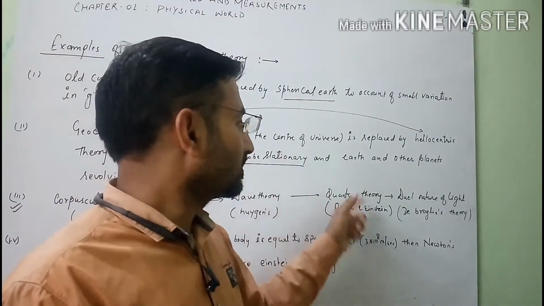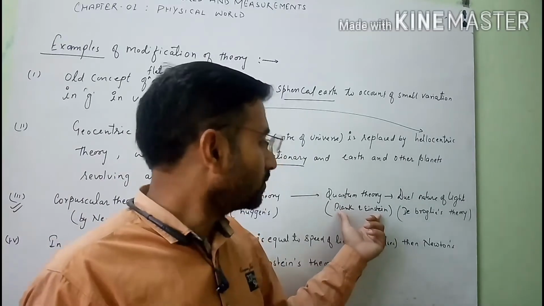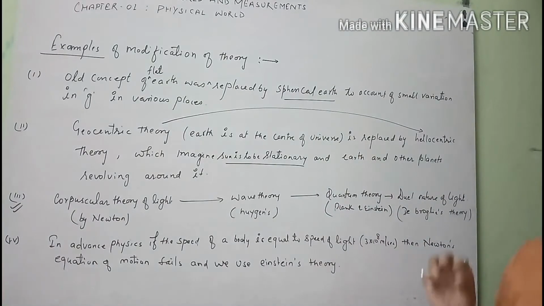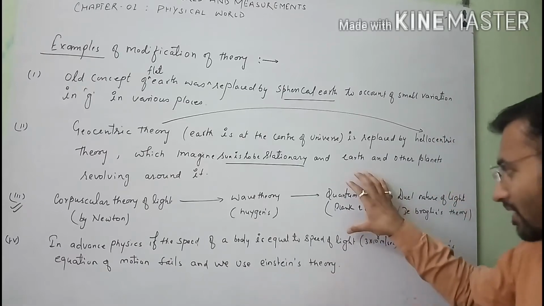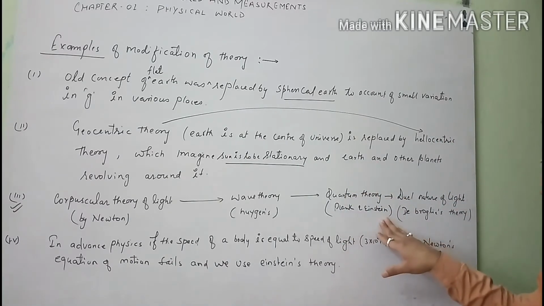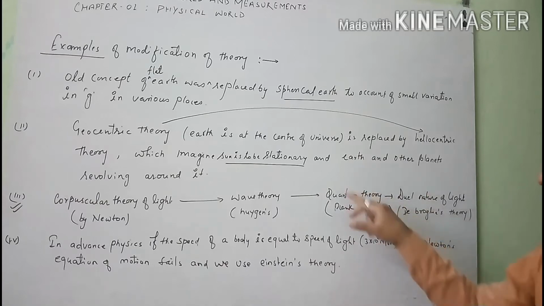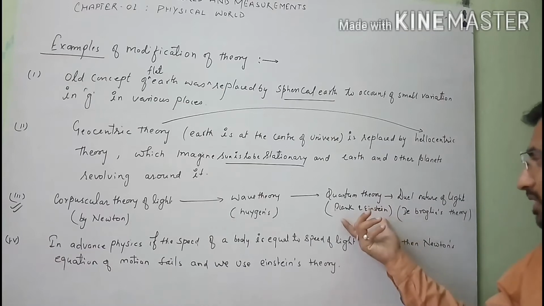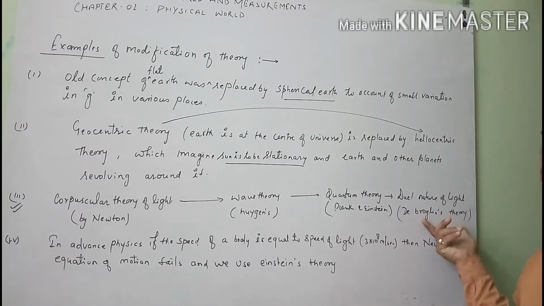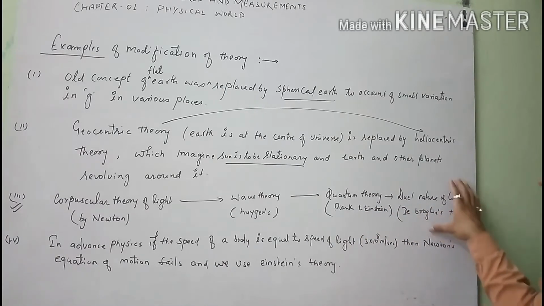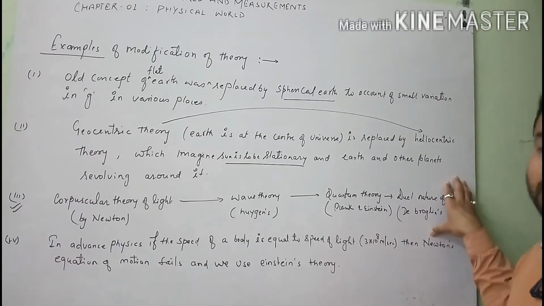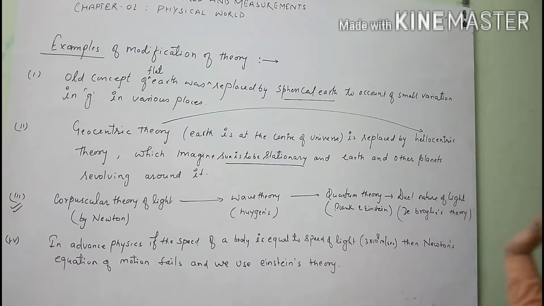So this theory is modified into the quantum theory, and a light ray is considered as a quanta, and each quanta has an energy equal to h nu. After this, the nature of light is modified from the quantum theory to the dual nature of light, in which light has two types of nature, particle nature as well as wave nature, given by de Broglie theory.